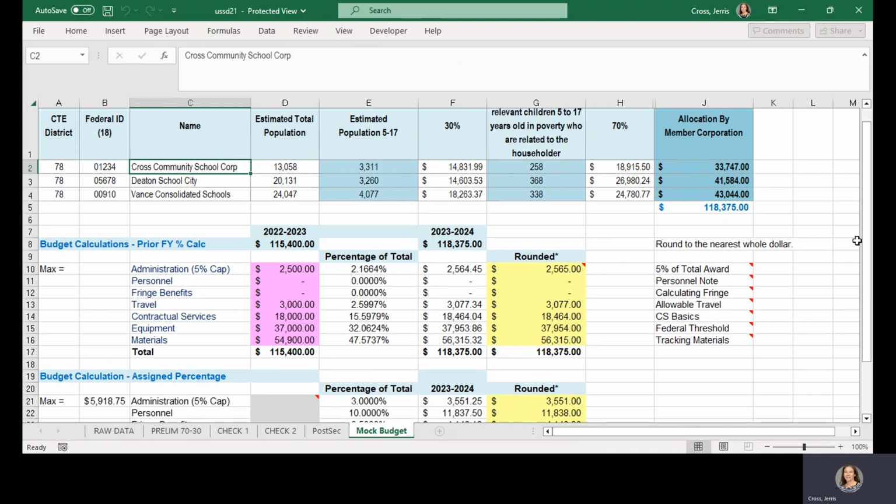So I took this information from all of the school corporations. I looked at the total allocation for the year and I plugged that into this box, the one that says 2023-2024. That one.